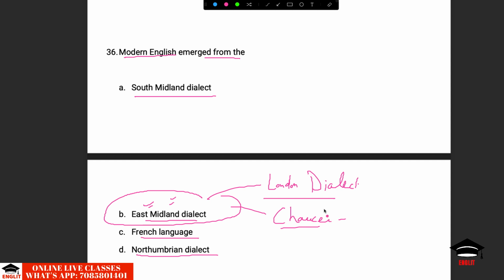So whichever works were written in English, he used East Midland dialect, the vernacular language of this London dialect or East Midland dialect, and it gave some scope for its being used as a national language. Later on it replaced French and Latin.